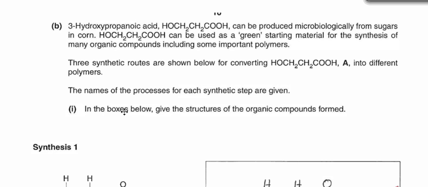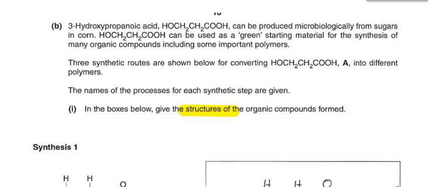So part I, in the boxes below, give structures of the organic compounds formed. Here, since it's structures, it doesn't say structural formula, displayed formula, skeletal. So you've got a free hand as to how you want to draw these, but they must be unambiguous. It must be clear where all the bonds are.